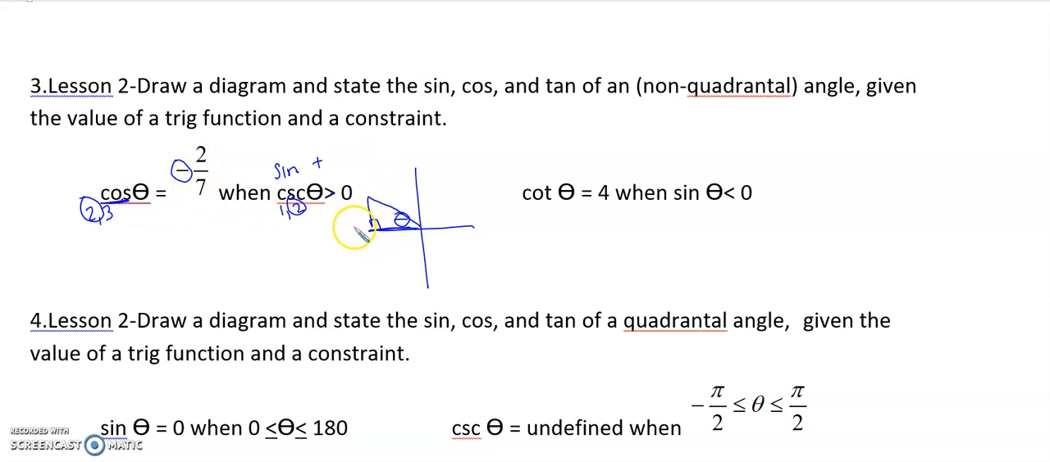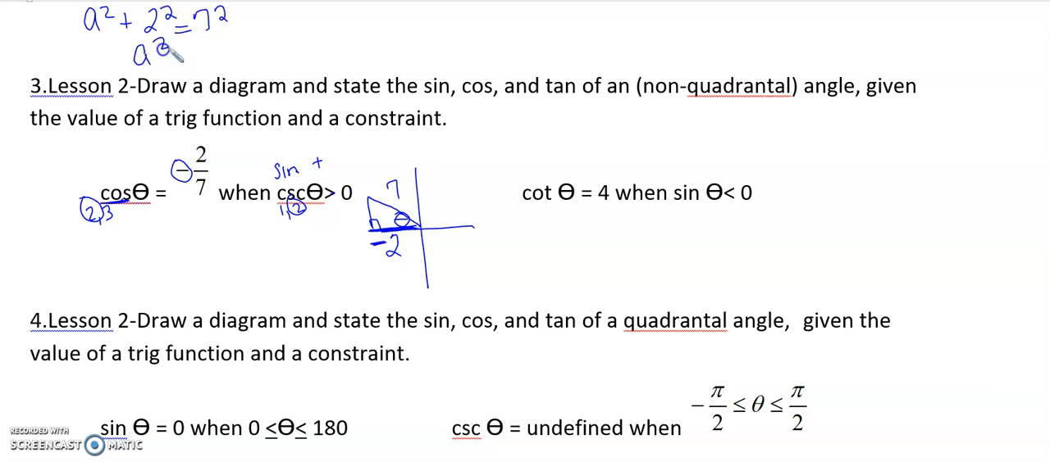The adjacent is 2 because it gave us cosine, and the hypotenuse is 7. Now, because this is in the second quadrant, my x value is the negative, my adjacent. So now we need the third side. So this is a leg. So if we use the Pythagorean theorem, I'm just going to put it up here. A squared plus b squared equals c squared.